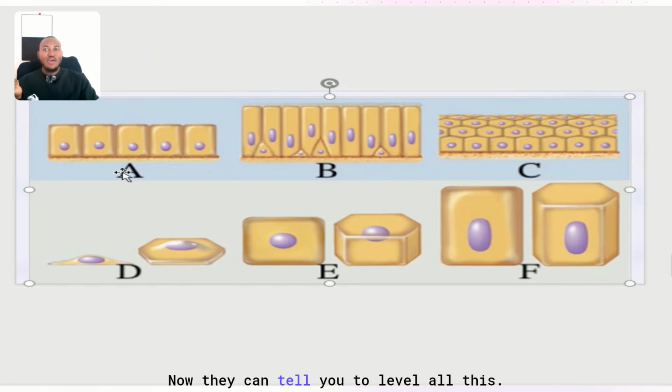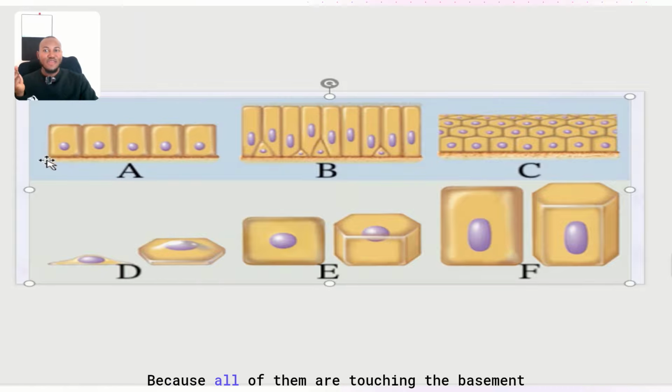Right? Now, they can tell you to label all this. You should be able to label all this. This part is trying to help you. This part is telling you to do what? It's telling you to identify it based on the layers, right? If you check, this is simple because all of them are touching the basement membrane. This is stratified. All of them are not touching the basement membrane. And this is what? Pseudo-stratified. Some are pretending to be touching the basement membrane. Some are pretending that they are not, but they are actually touching the basement membrane.